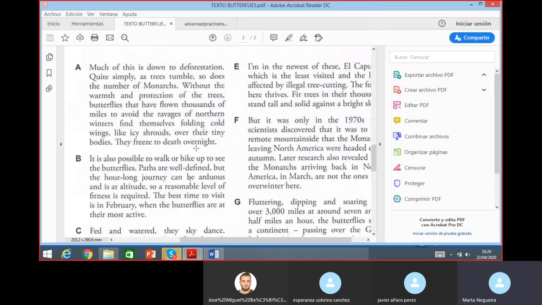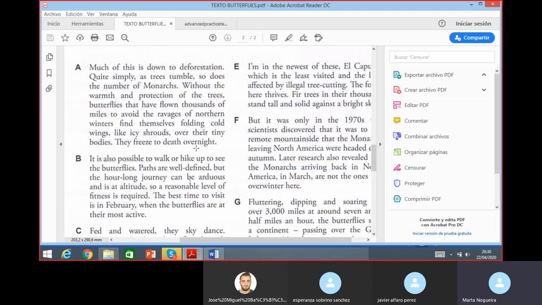Okay, much of this, letter A, much of this is down to deforestation. Down to means due to. Quite simply, as trees tumble, tumble is fall, so does the number of monarchs. Okay. Esta migración se debe a la deforestación. Muy fácil. En cuanto los árboles caen, así lo hacen estas mariposas, ¿no? Que son las monarchs. I don't know this in Spanish. No sé de esto, ¿eh?